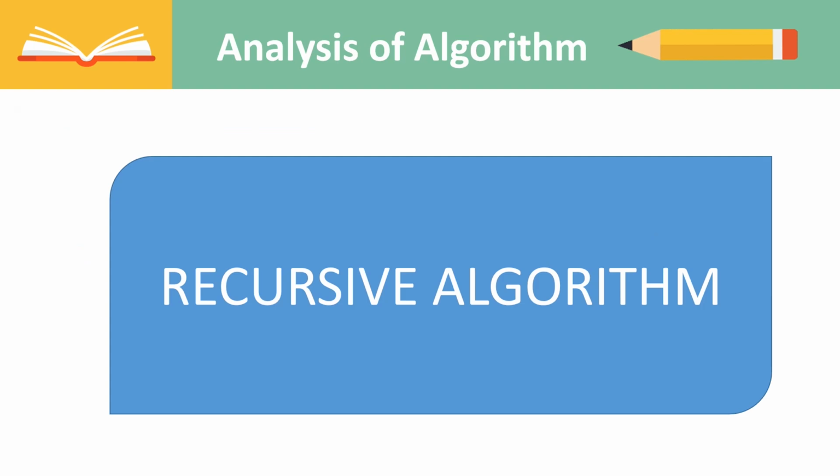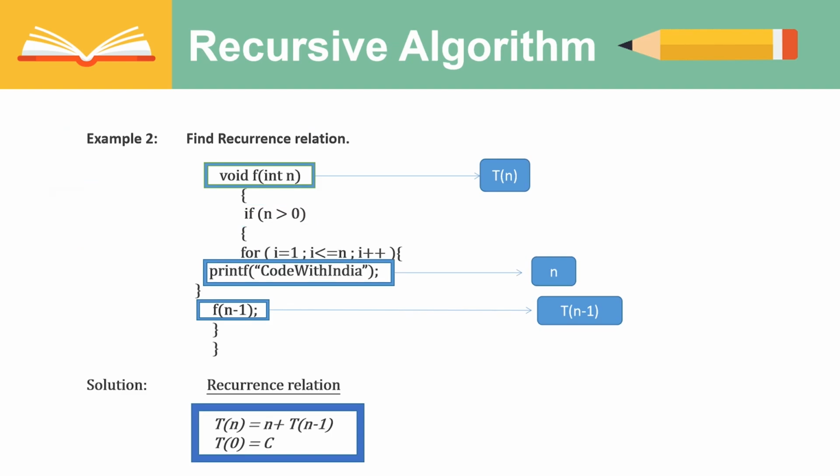The next type of algorithm is the recursive algorithm. A recursive algorithm consists of recursion. Example 2. Here we have to find the recurrence relation of the program. Void f(int n). If n is greater than 0, the loop will run for i = 1, i <= n, i++, printf "Code with India", f(n-1).